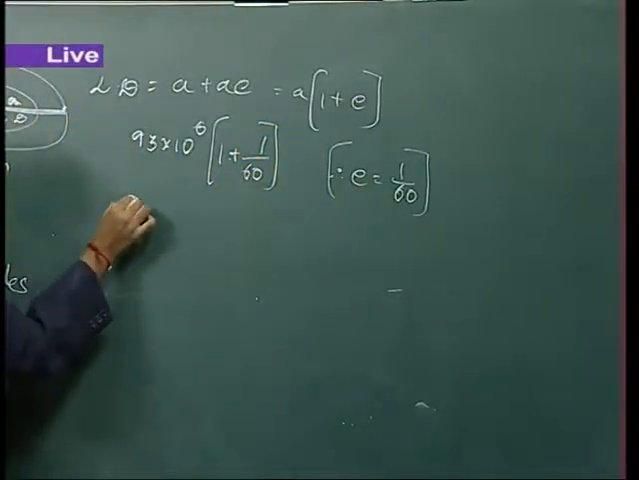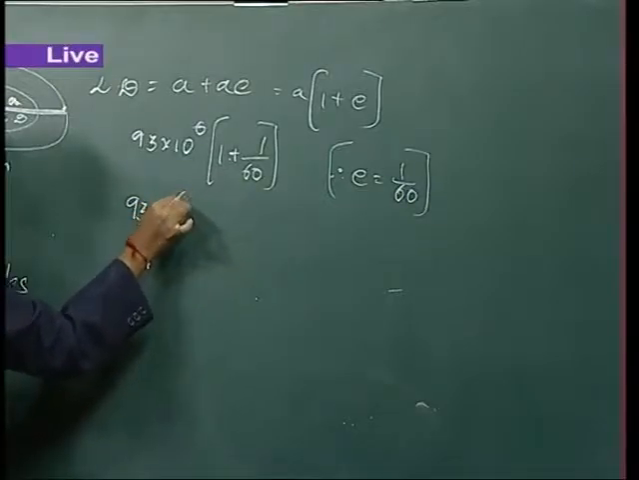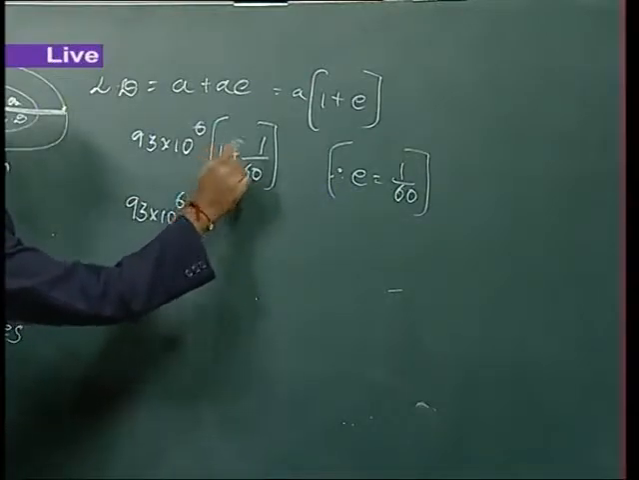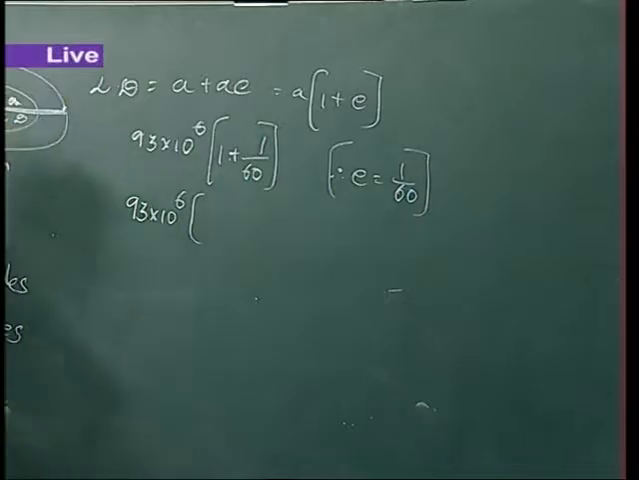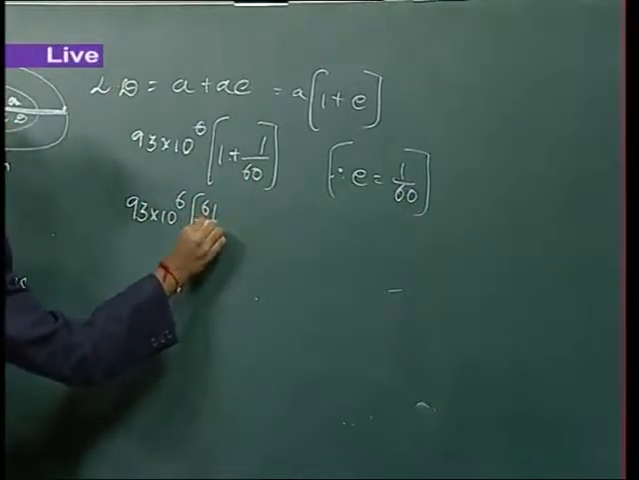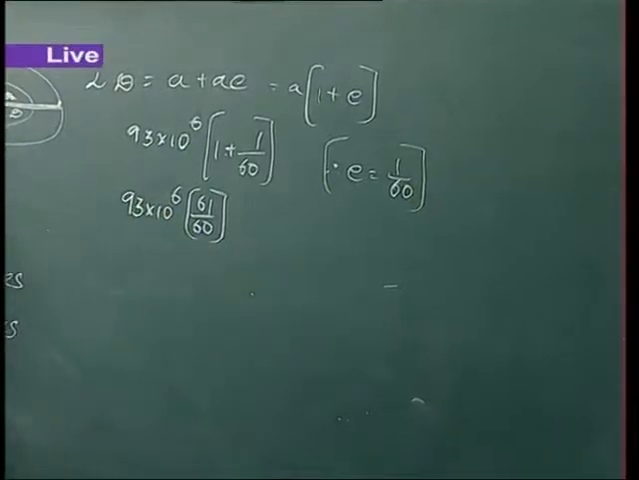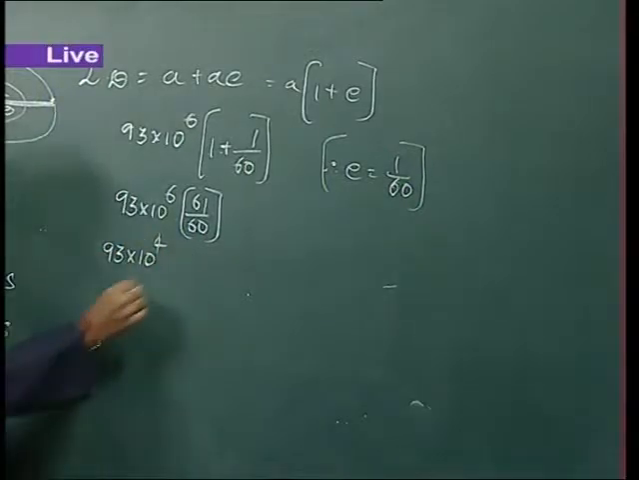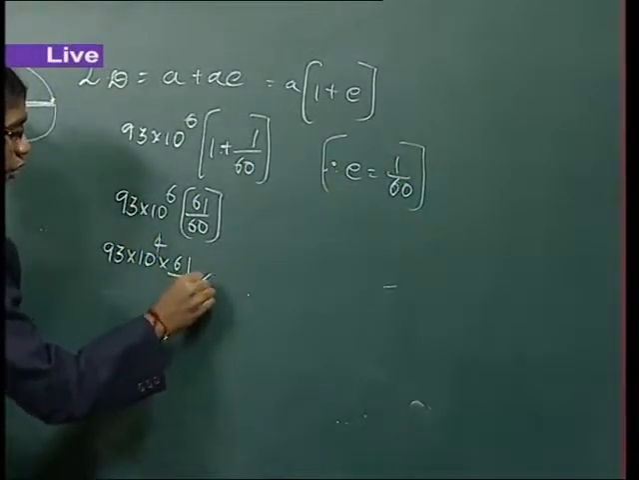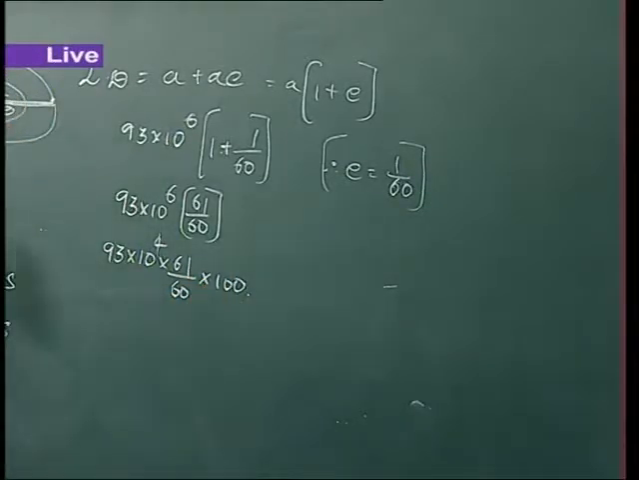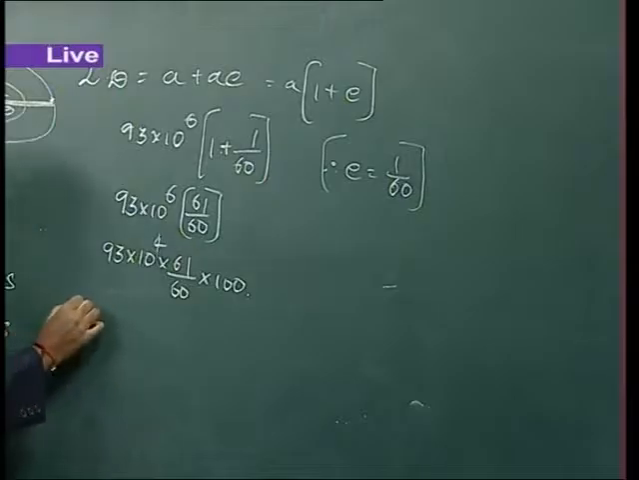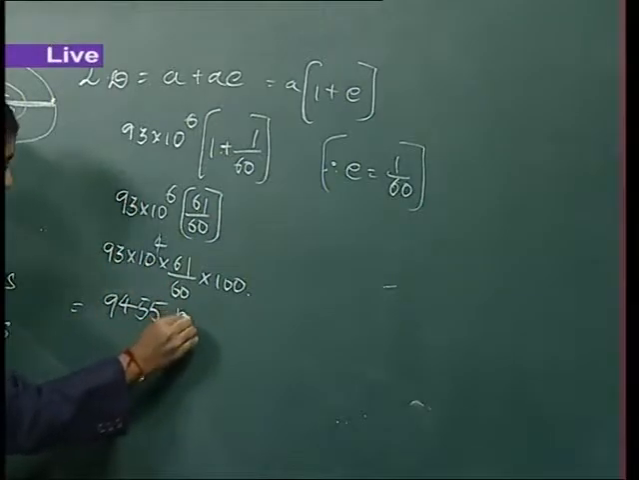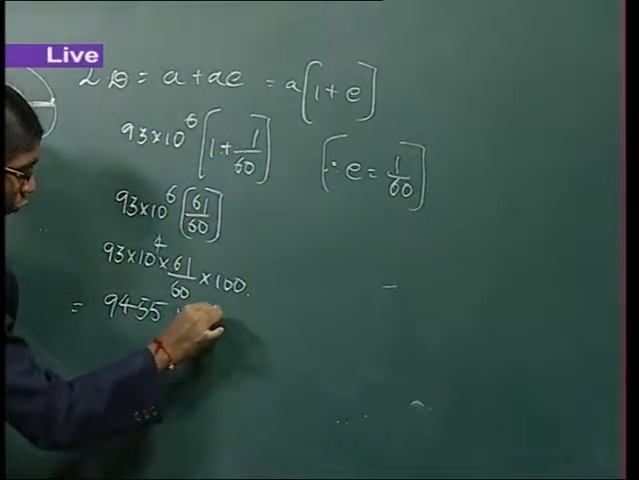Then we get 93 into 10 to the power of 6. Here it is in a mixed fraction, so we have to convert it into a fraction, 61 by 60. Okay, we are writing only 10 to the power of 4 into 61 by 60, instead of 10 square we are writing. By cancelling all these values, we get the value as 9455 into 10 to the power of 4 miles.